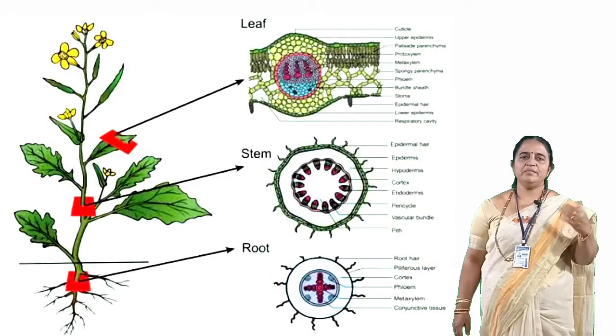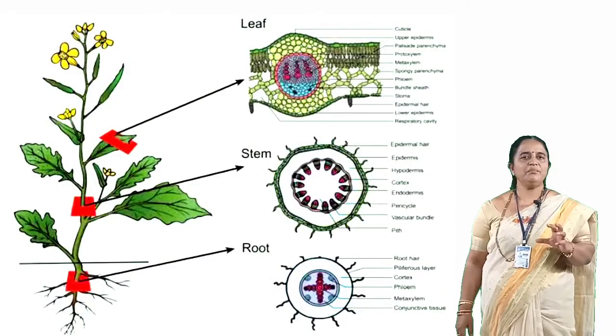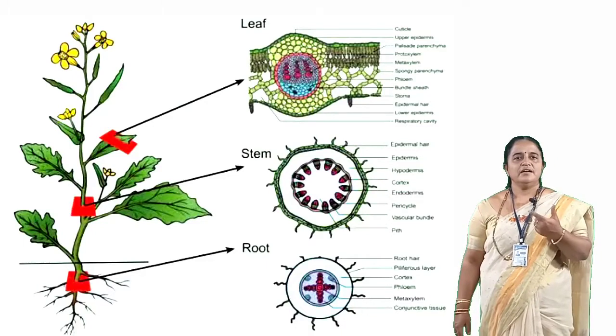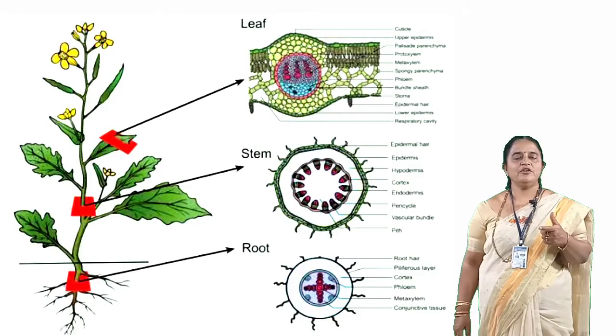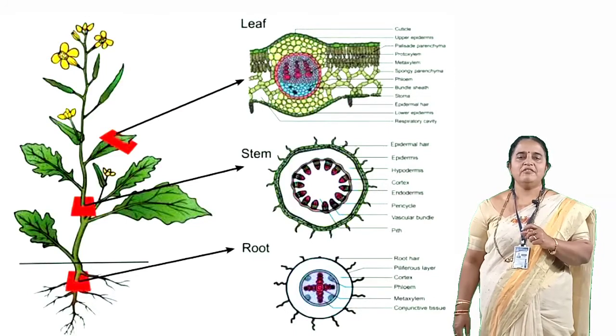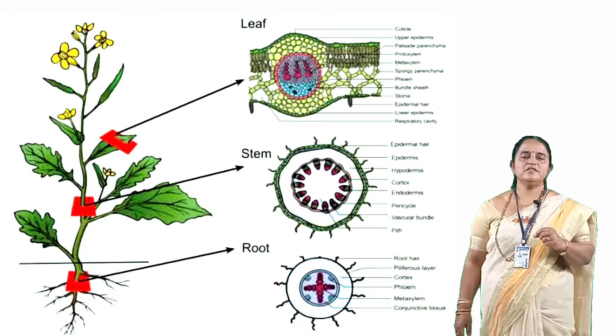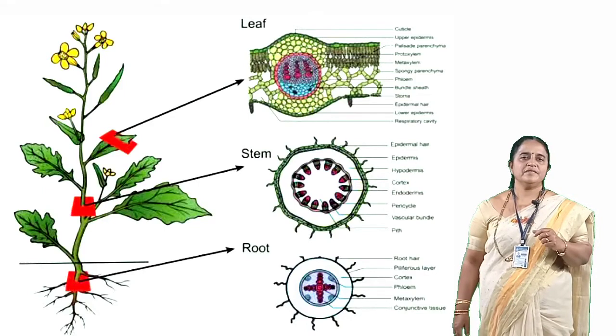Hello students. In the previous session, we learned about tissue systems in plants. There are three types of tissue systems. Epidermal tissue system, which is usually parenchymatous. Ground tissue system, which includes the mechanical layer hypodermis, the storage region cortex, then the single-layered endodermis, and then comes the pericycle. And the vascular tissue system, which consists of vascular bundles.